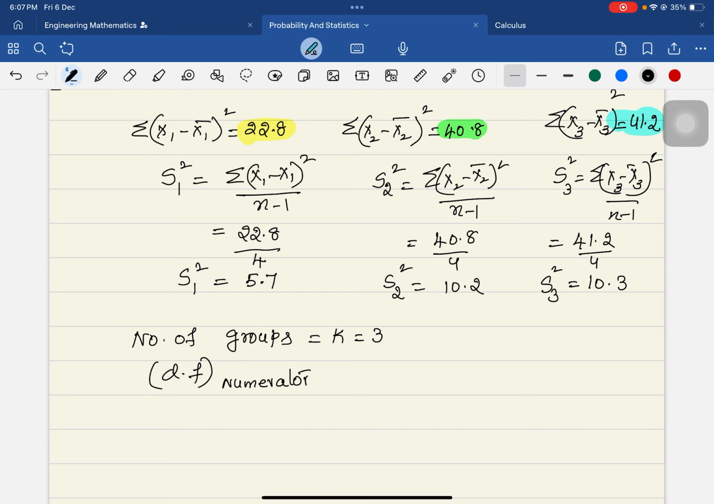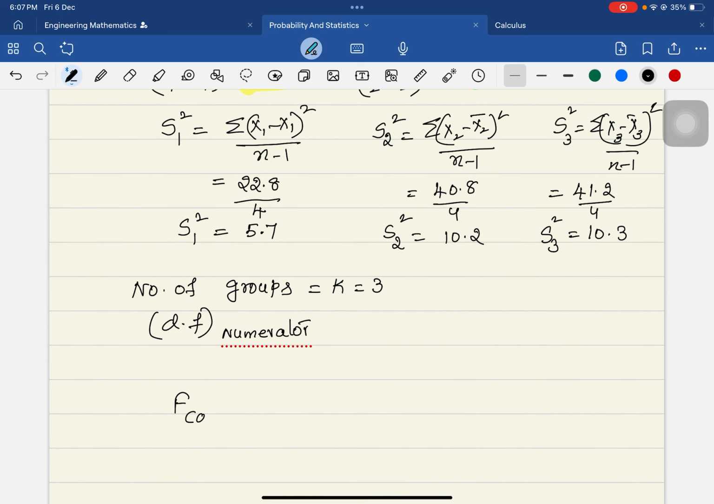I hope you remember. What is the F test calculated value given by? In the previous lecture I have already given you, the F calculated value is given by SB square, that means the variance between the groups, divided by SW square, the variance within the groups. The numerator is the between groups, and its degrees of freedom is k minus 1, and therefore 3 minus 1, so 2 is the degrees of freedom for the numerator.